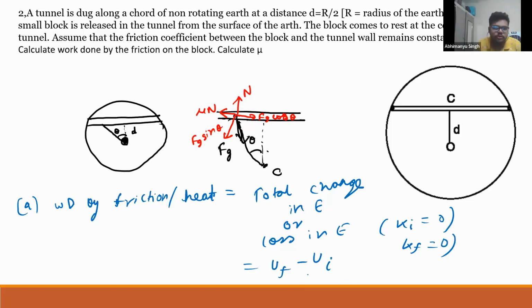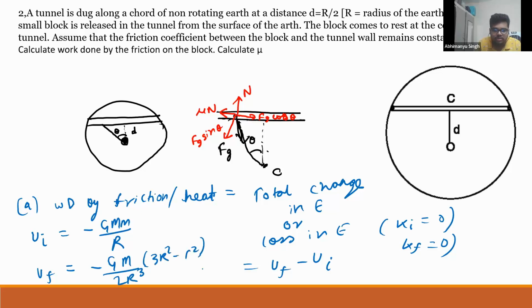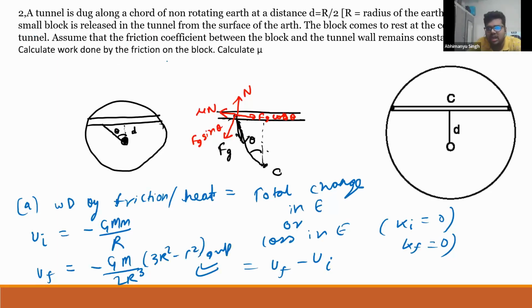Let me write U initial. What is U initial? It is just a particle at the surface of Earth. So it will be minus GMm by R. And what is the U final? It is nothing but minus GMm by 2R cube into 3R square minus r square. This is an important formula to know. So you need to put the value of r here. What is the distance from the center? It is just R by 2.